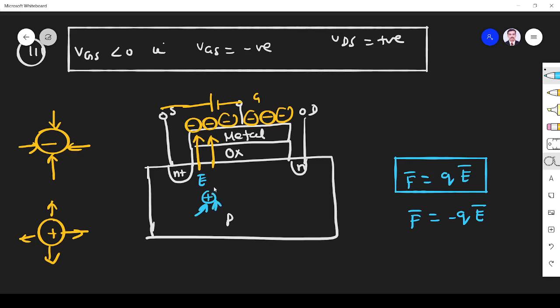They will push the positive charge towards the region between the source and drain, so this region will be full of positive charge. For negative charge, the force will be opposite, so for electrons the force will be in this direction. The electrons will be pushed away, some recombination will take place, and all the electrons will go away, because in P-type the majority carrier is holes. So this area is full of positive charge. This is called accumulation.